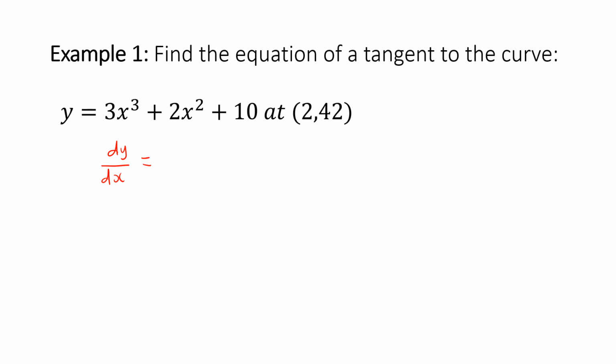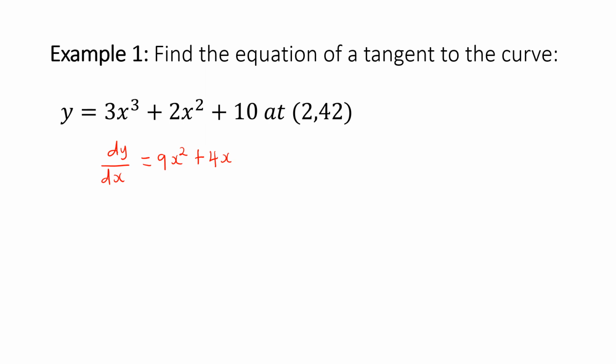So if we apply the power rule, 3 by 3 will give us 9. The power, reduce it by 1, I'll have it as x squared. Then plus 2 by 2 will give us 4. Reduce the power by 1, we will remain with x raised to power 1. And then the differentiation of our constant, in this case 10, will give us a 0.